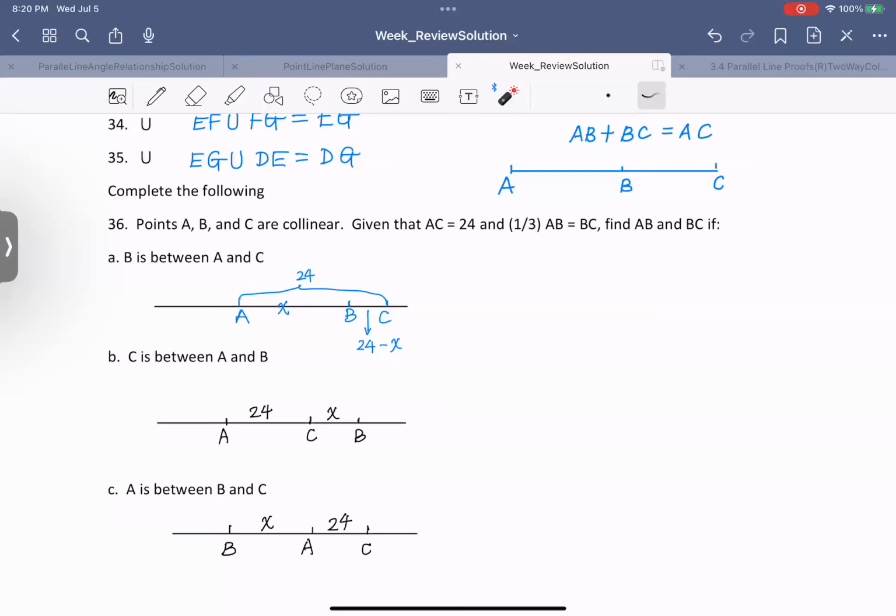But if you need additional help, say, teacher, can you walk me through scenario A or scenario B or scenario C? Just unmute yourself. I will walk through with you together. Do we do question A? I want you to do scenario A first, and then scenario B, and then scenario C.